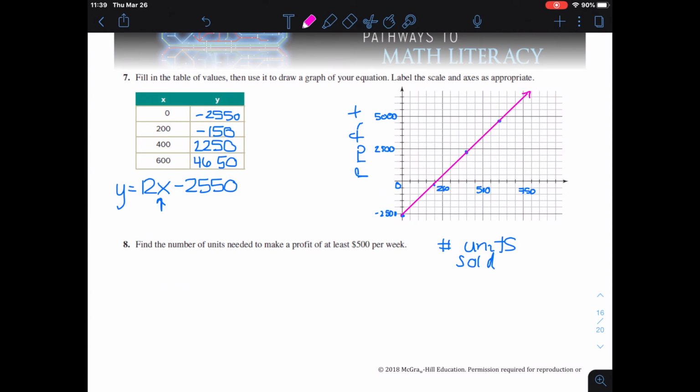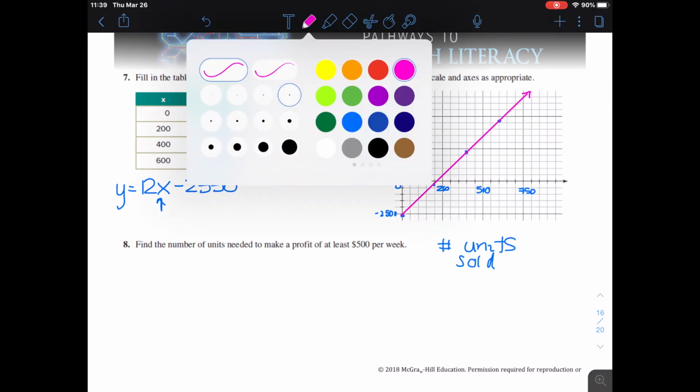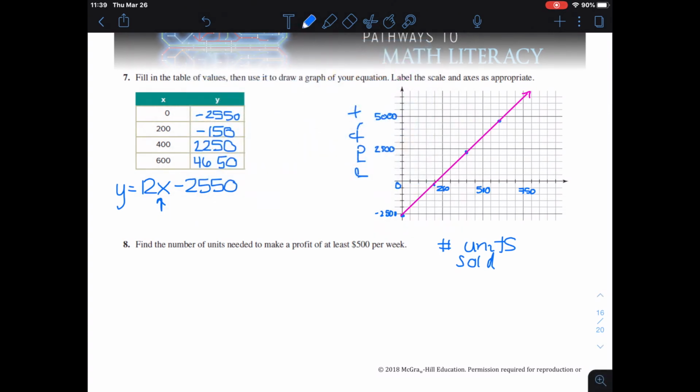Okay. So we want to see how many units do we need to sell to make a profit of at least $500 per week. So what we want is we want the profit to be greater than 500. We need the y value to be greater than 500. So kind of at this point, that's going to be right around here, 500.